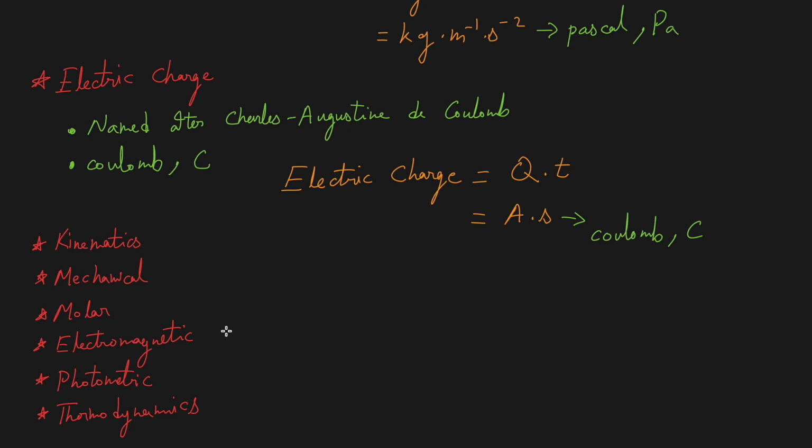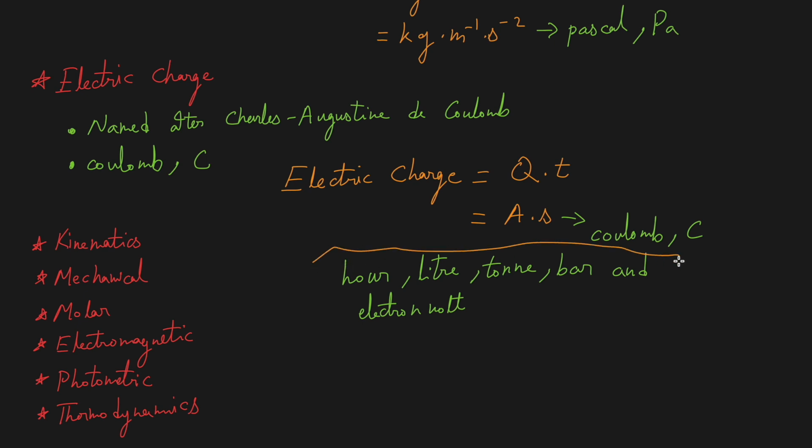Even if these are categorized, there are also other units such as hour, liter, ton, bar, and electron volt. These are not actually SI derived units, but they are widely used in conjunction with the SI units.